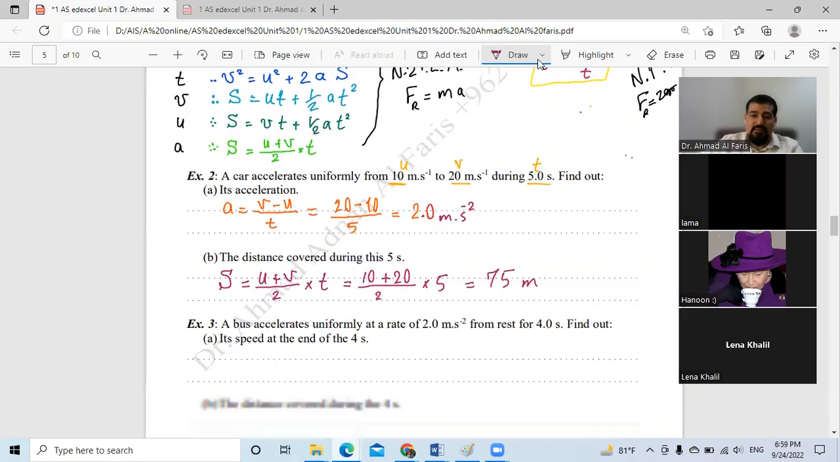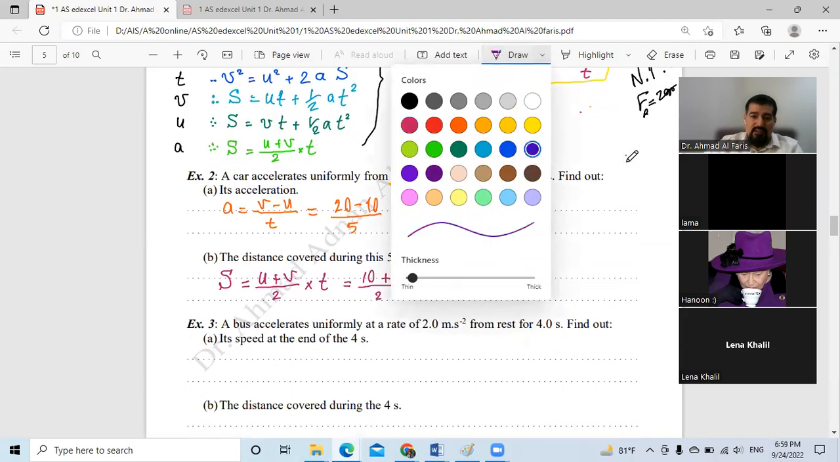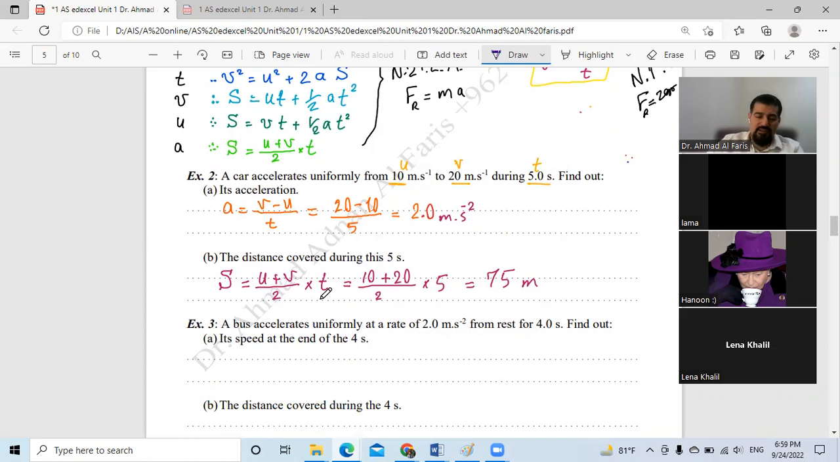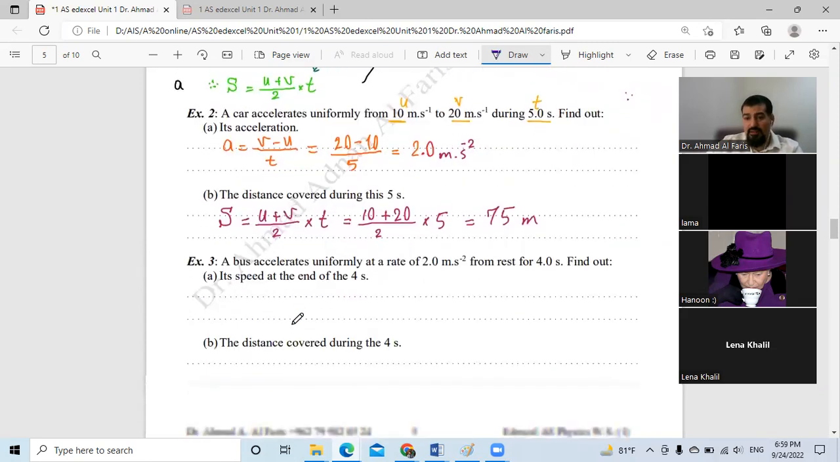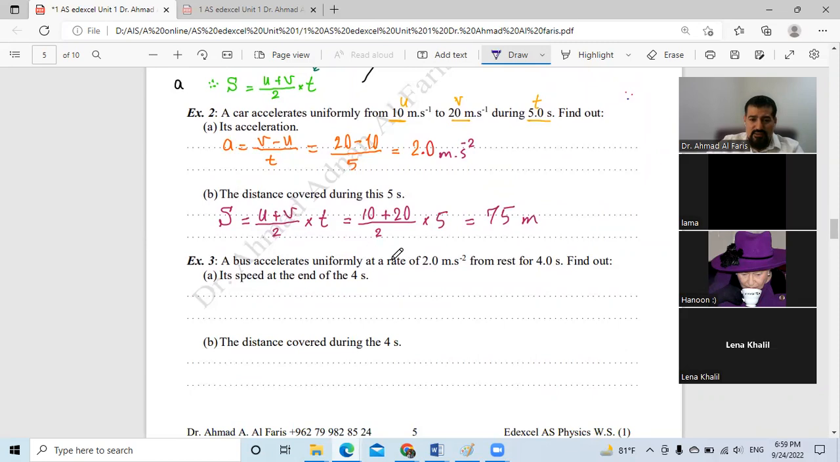Okay. Sometimes they give you, as I told you, hidden information. Sometimes the hidden information is clear, other times it's not. A bus accelerates uniformly at a rate of 2 meters per second squared. This is the acceleration. From rest for how long? 4 seconds. So they give us the acceleration and the time. What is the hidden information here? What's the information which is hidden, that you know and I can use to answer the question? Find the speed at the end.